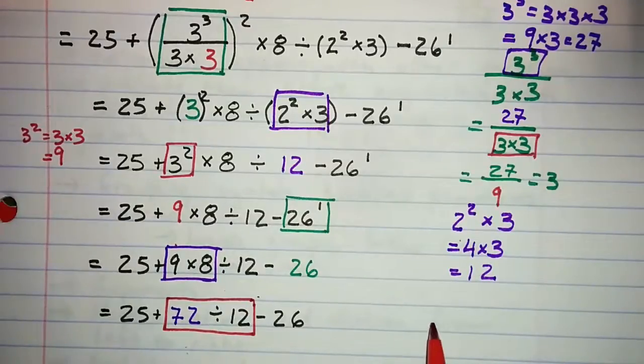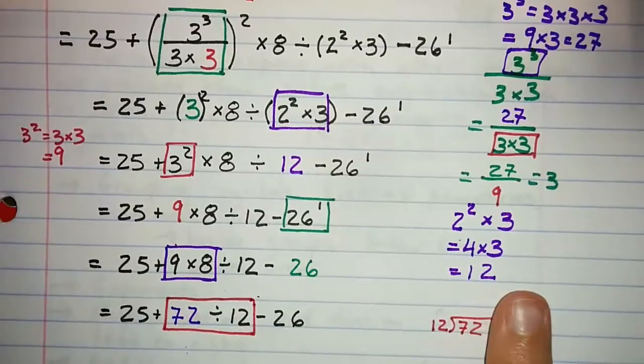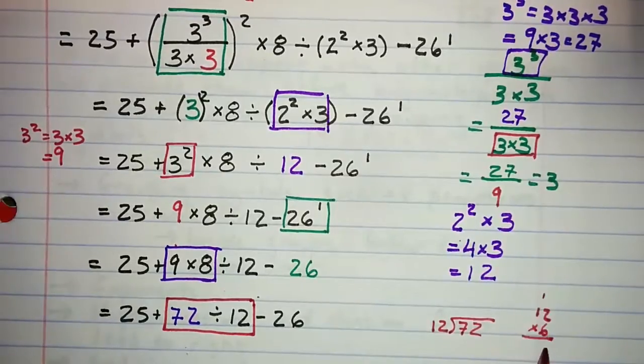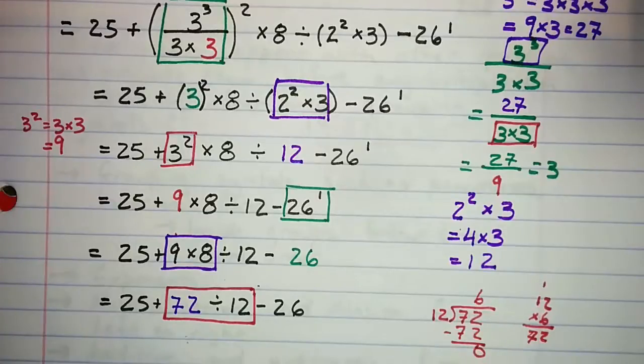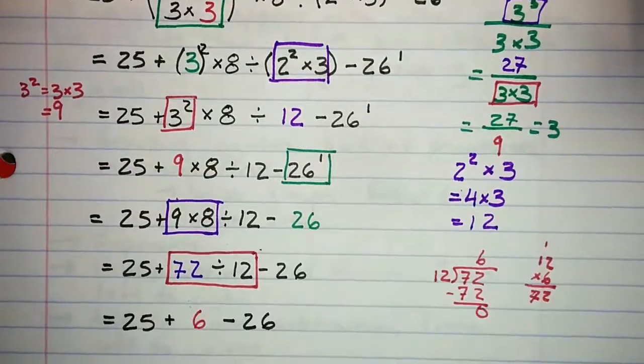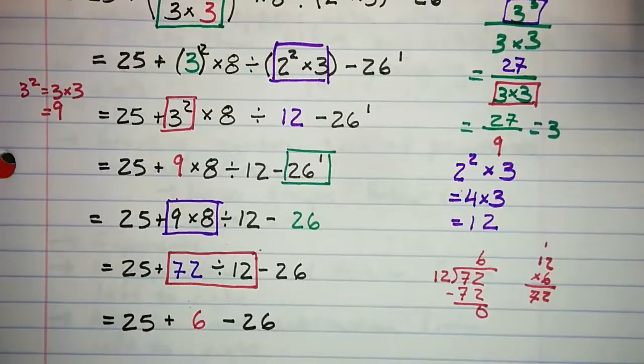72 divided by 12, I'm going to work out off to the side. 12 doesn't go into 7, it does go into 72. After a few guesses, I find 12 times 6, 6 times 2 is 12, 6 times 1 is 6, plus 1 is 7. 12 goes into 72 exactly 6 times. And now, no instances of multiplication or division remain.